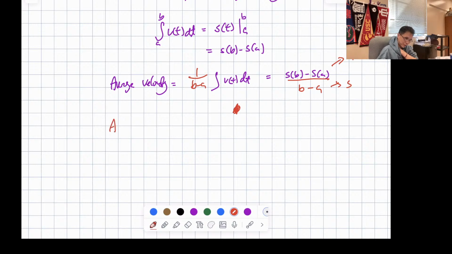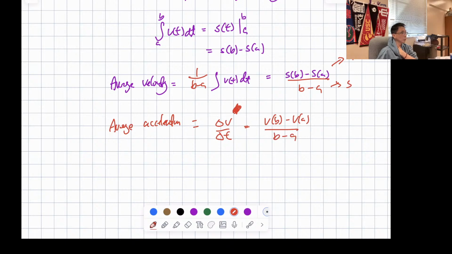Now, can you tell me what's average acceleration? What is the average acceleration if a velocity is given? Yeah. Changing v over changing time is equal to v of b minus v of a over b minus a. That's average acceleration.